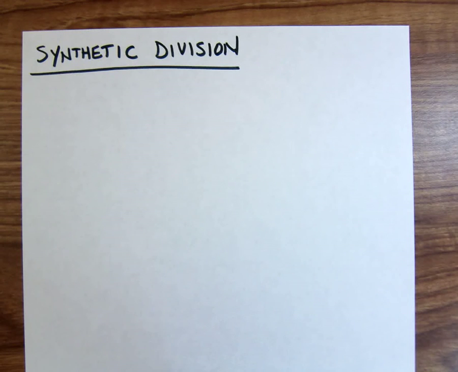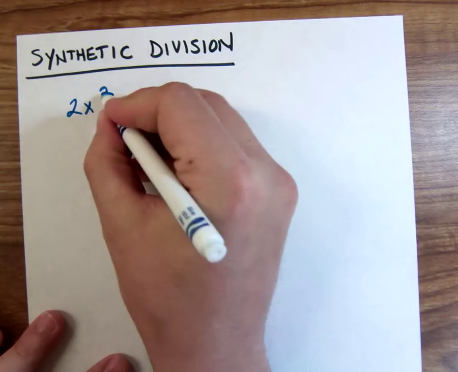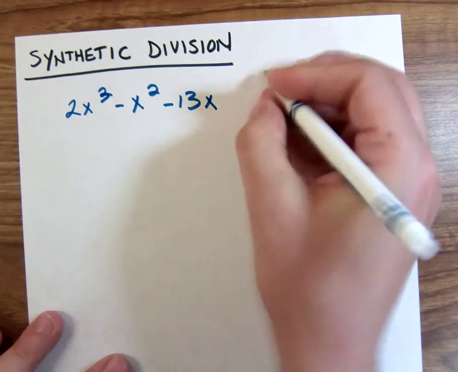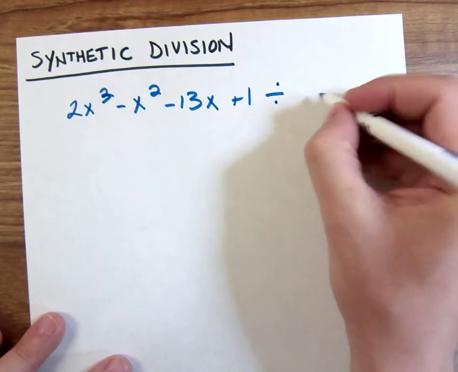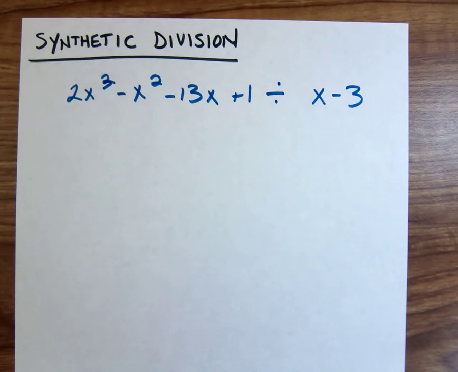Anyway, let's talk about synthetic division. So last week we talked about how to divide polynomials, and this week we're also going to be dividing polynomials. For example, 2x to the third power minus x squared minus 13x. Before you start griping about my handwriting, that is 2x to the third power.